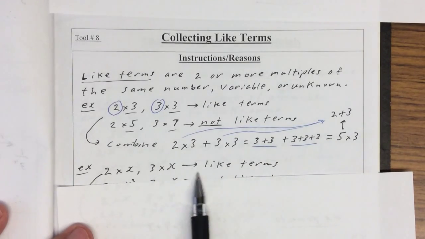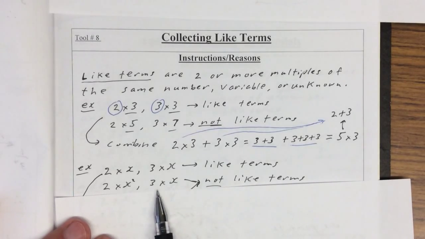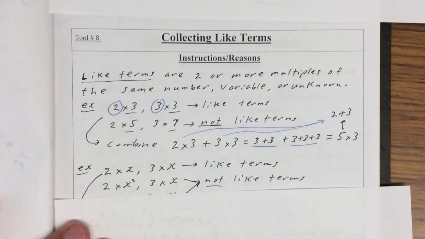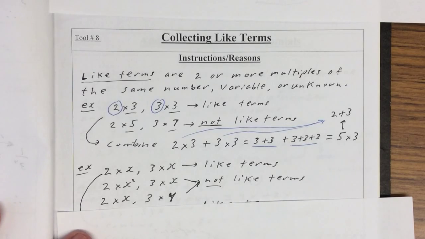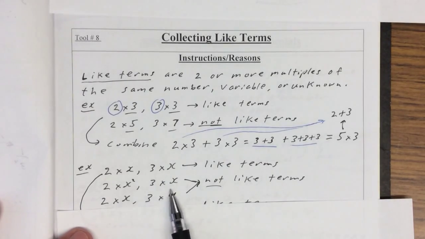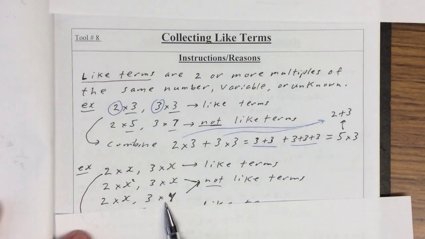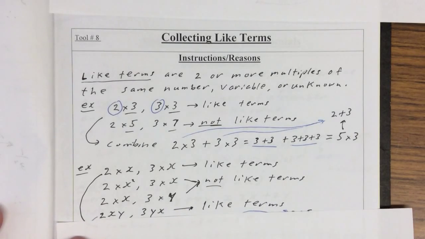So 2 times x, 3 times x, that's like terms. 2 times x squared and 3 times x are not like terms. Okay? You can't, so this is 2 groups of x squared. This is 3 groups of only x. So you cannot combine those. 2x and 3y, well, this is like the 5 and the 7. They're different numbers. So you can't combine them either. Not like terms.